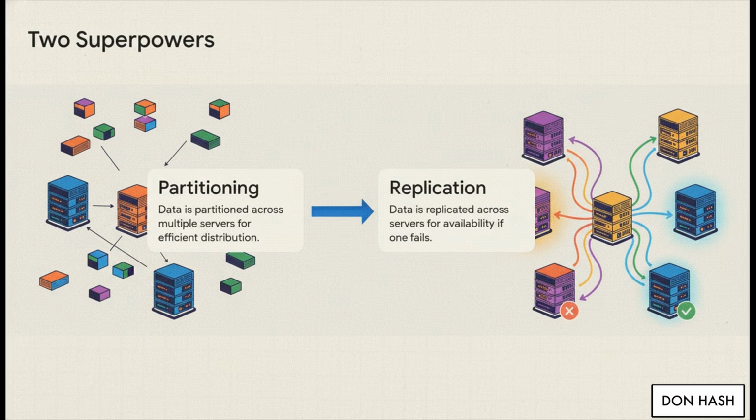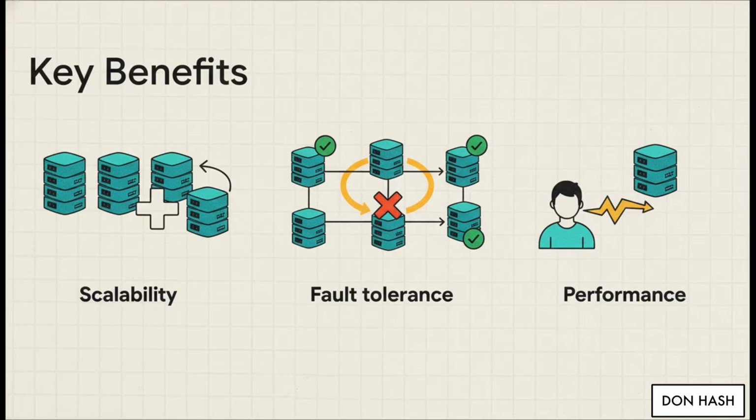The second superpower is replication, and this is just what it sounds like, making copies. If one of your library branches has a power outage, it's no big deal because you've got exact copies of all its books ready to go at another branch instantly.